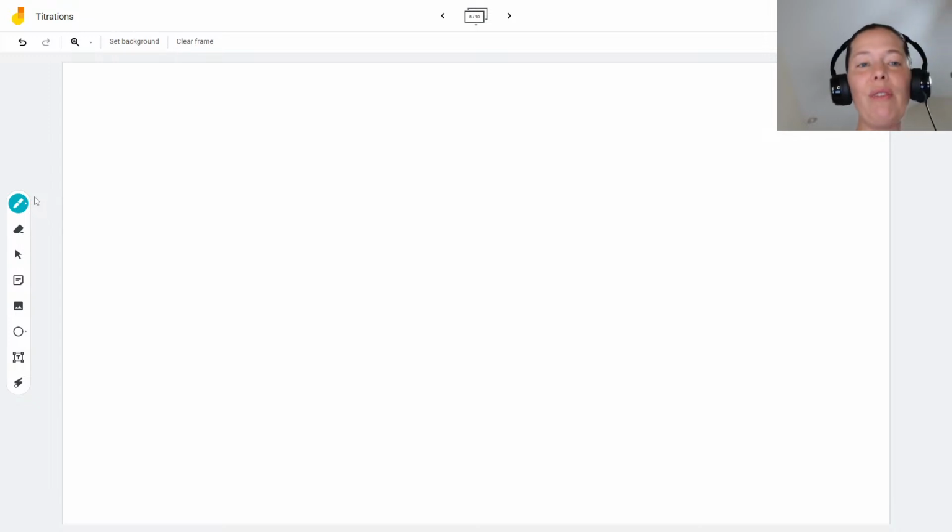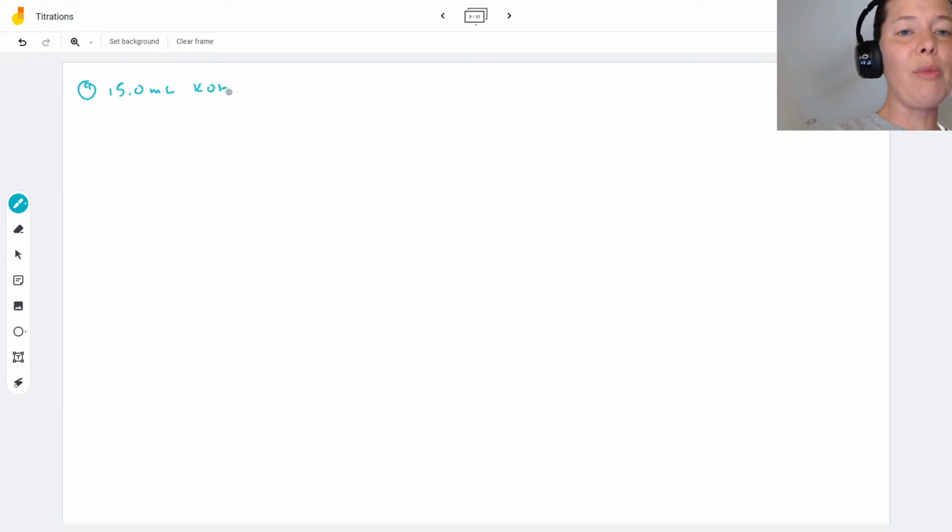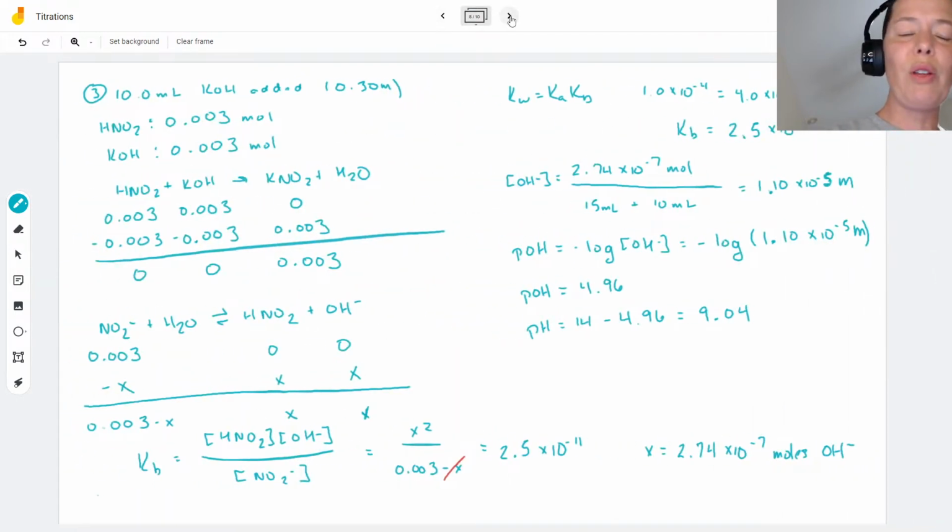Okay, so we've done our equivalence point and now we're going to go one step past our equivalence point. So this is step 4. And for step 4, we have added a total of 15 milliliters of potassium hydroxide. Again, this is a concentration of 0.3 molar.